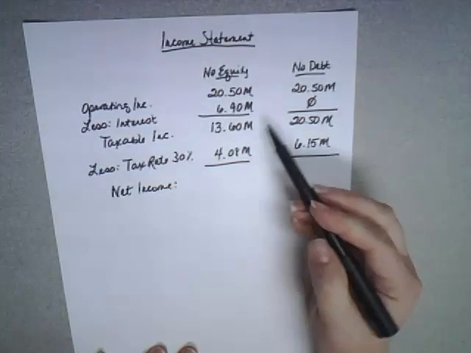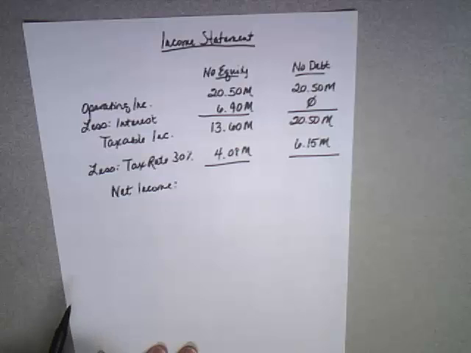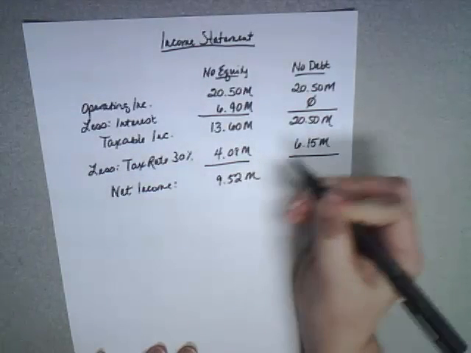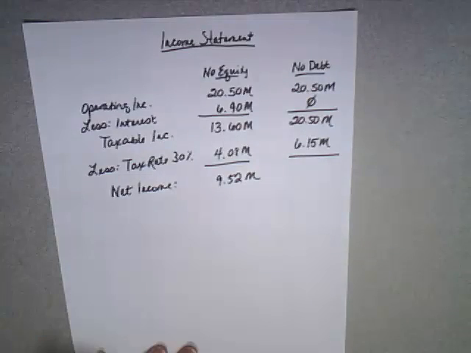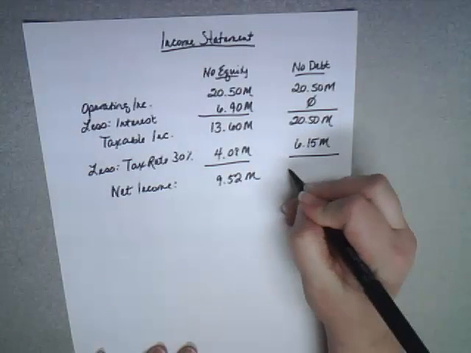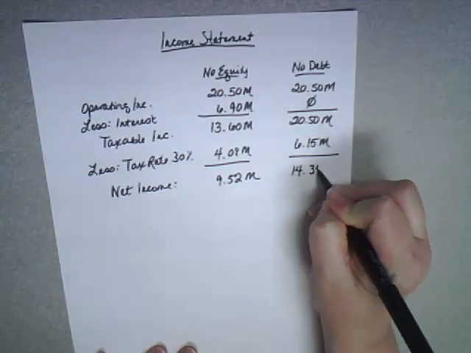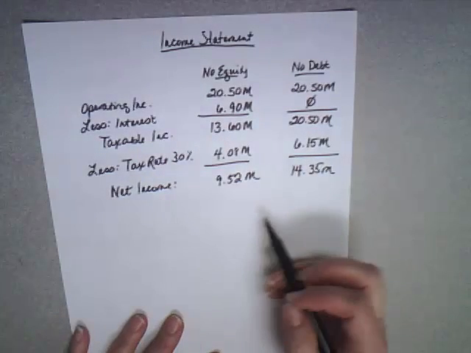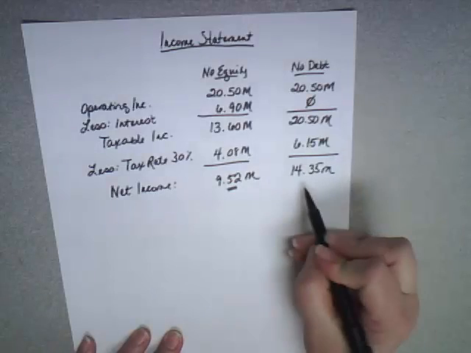So then when we look at figuring out what the net income is, it becomes very clear that what we have to do is subtract these two. So we have 13.6 minus 4.08, and we end up with 9.52 million. And over here we subtract 6.15 million from 20.5 million. We end up with 14.35 million. And in both cases, we had to calculate the net income, so we've done that here.